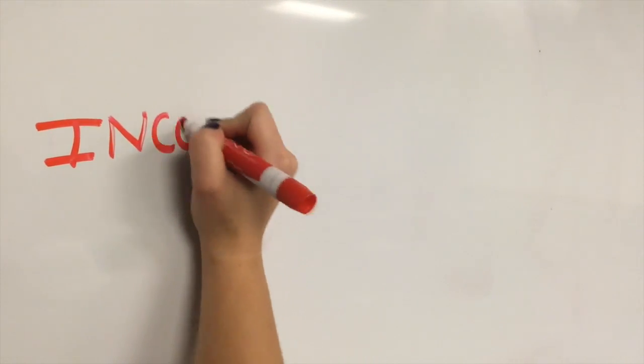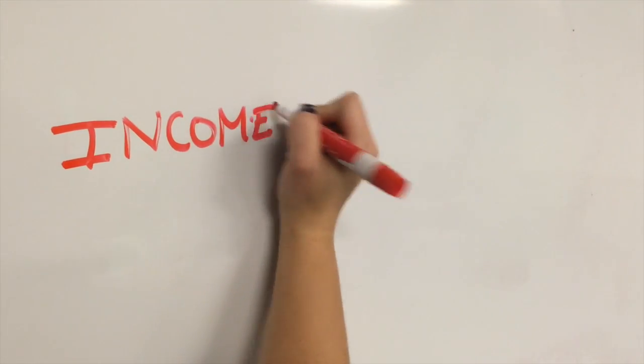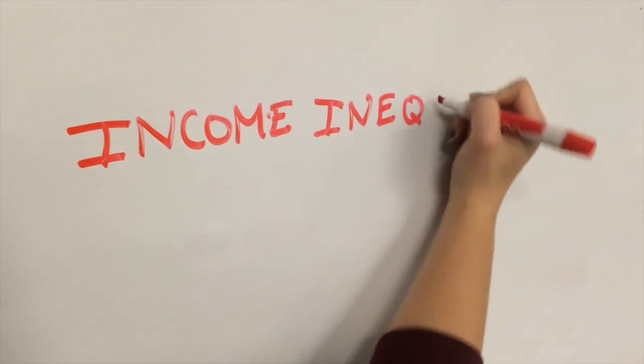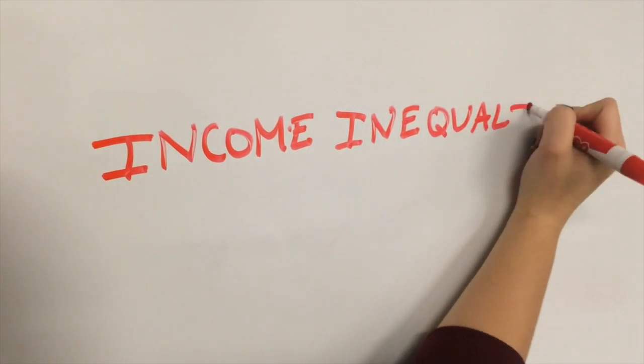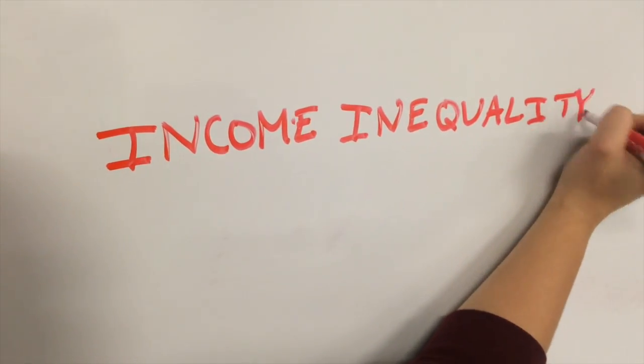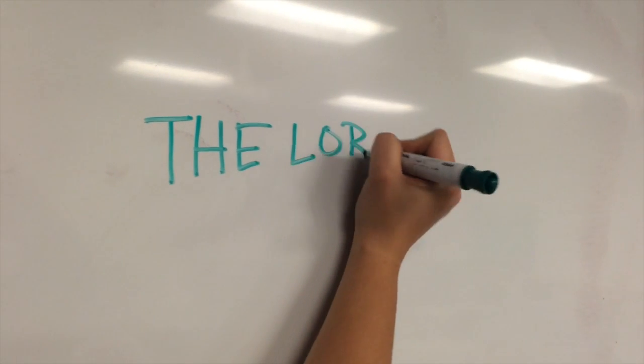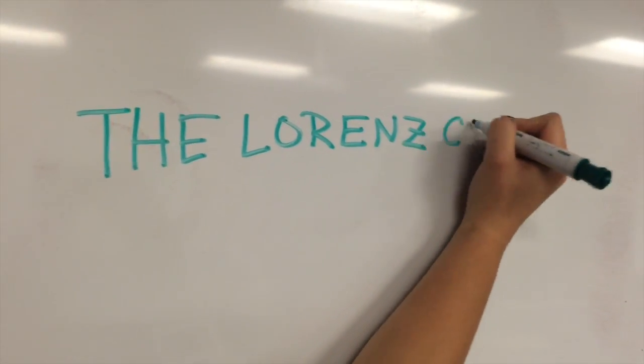Median household income in the United States is among the highest in the world. However, this tells us nothing about income inequality. To see this, we must examine how income is distributed around the average. The Lorenz curve is a graphical representation of the quintile distribution of personal income.